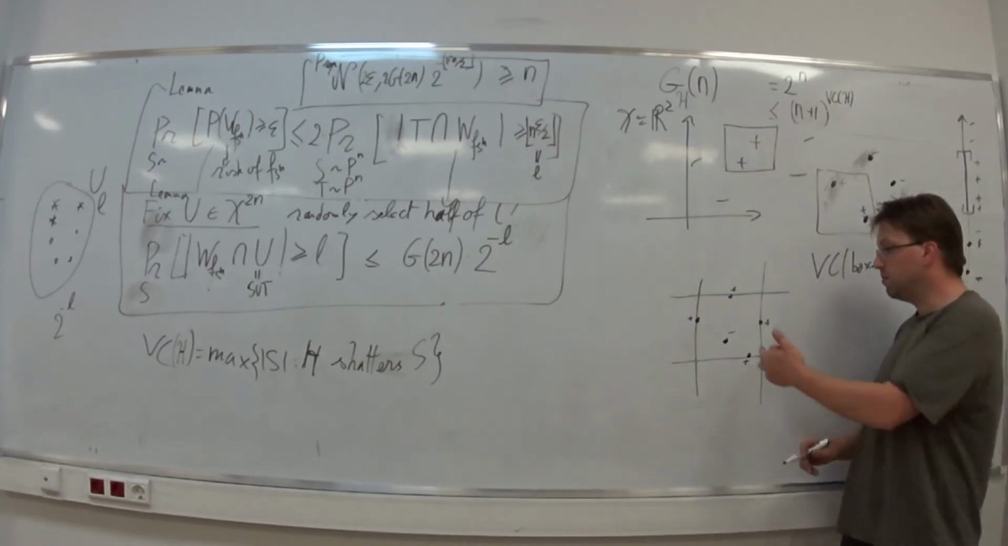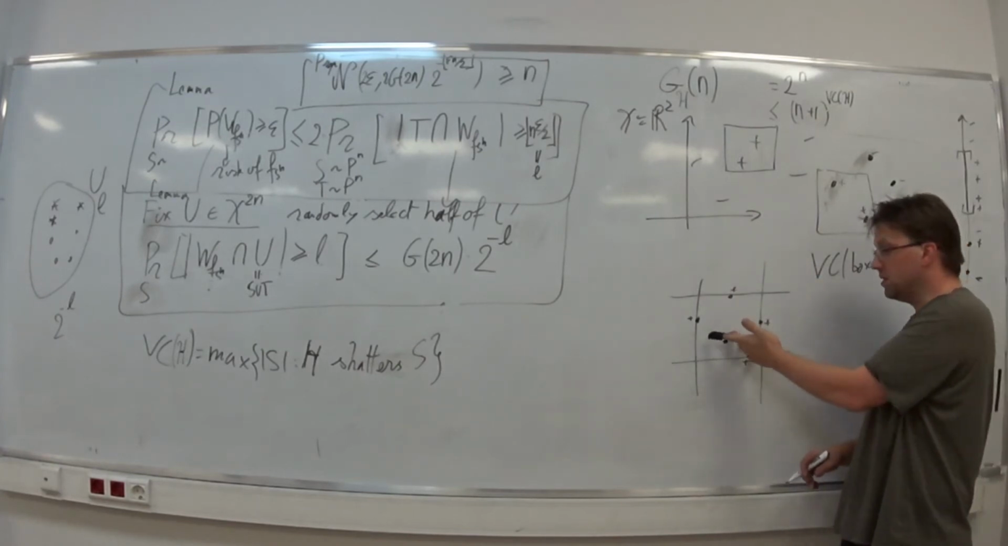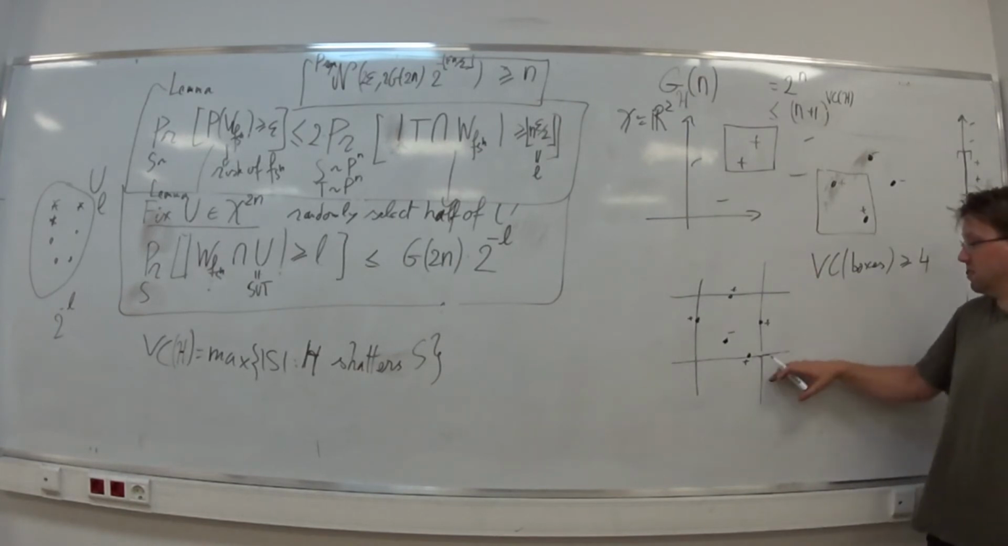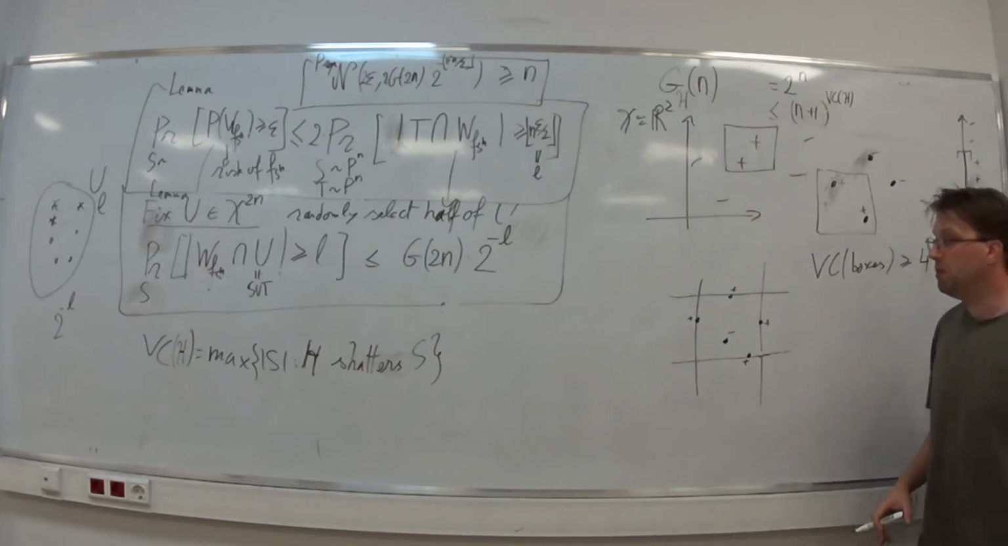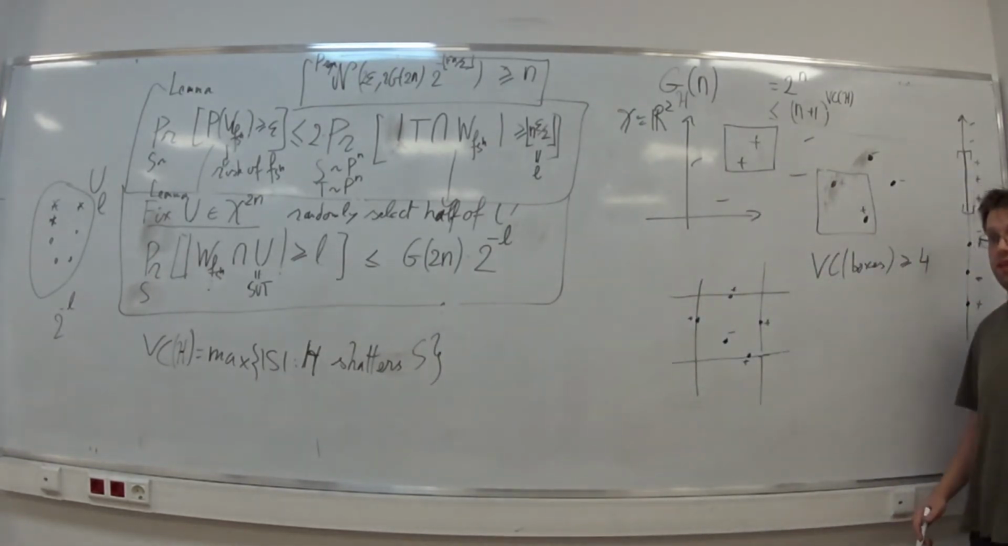Because this point is inside or on the border, that means it must be plus. So that's how we find it. When we prove an upper bound, it means for every set we have to create a dichotomy that we cannot make. So it's the hardest job.